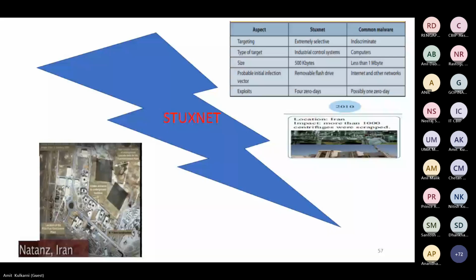Its target was industrial control systems, and it was extremely selective. It was, you can say, a very smart, intelligent software code, the Stuxnet malware, which knew what it had to focus on and what it had to do.